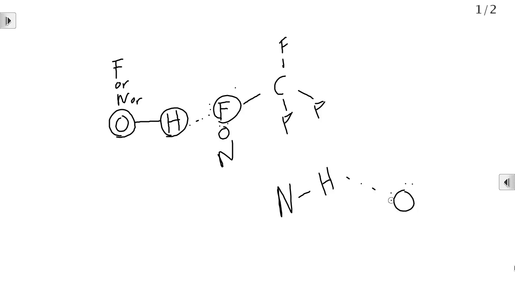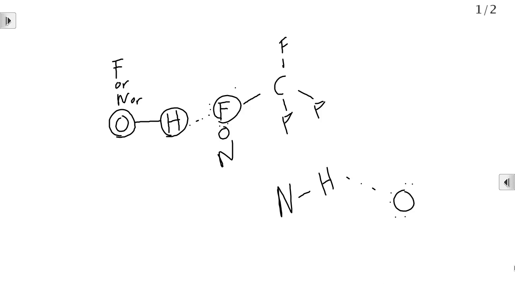Then oxygen with some lone pairs. The bread can be different kinds, right? Have different kinds of bread. But the hydrogen has to be in the middle. A hydrogen needs to be in a line, in a Lewis structure, connected to something else. And then some dotted intermolecular Coulombic attraction kind of things going on.